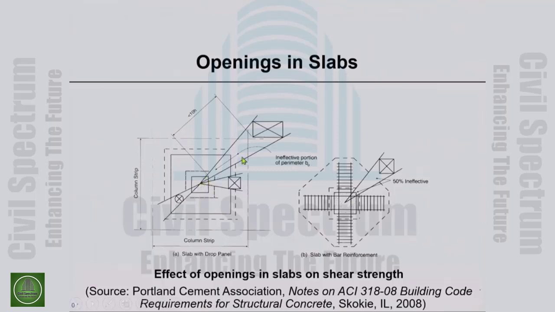then you will draw lines that are tangent to the opening. However, they're described in the code. You can read the language. And so this is the critical section. This is the critical section. The part of the critical section that is inside those lines, you will ignore that in shear computations. That doesn't exist for you. So the critical section will start from here and start from here. Are you with me? So that part of the critical section does not work for you. Same thing about this opening. The critical section from here to there does not work for you.